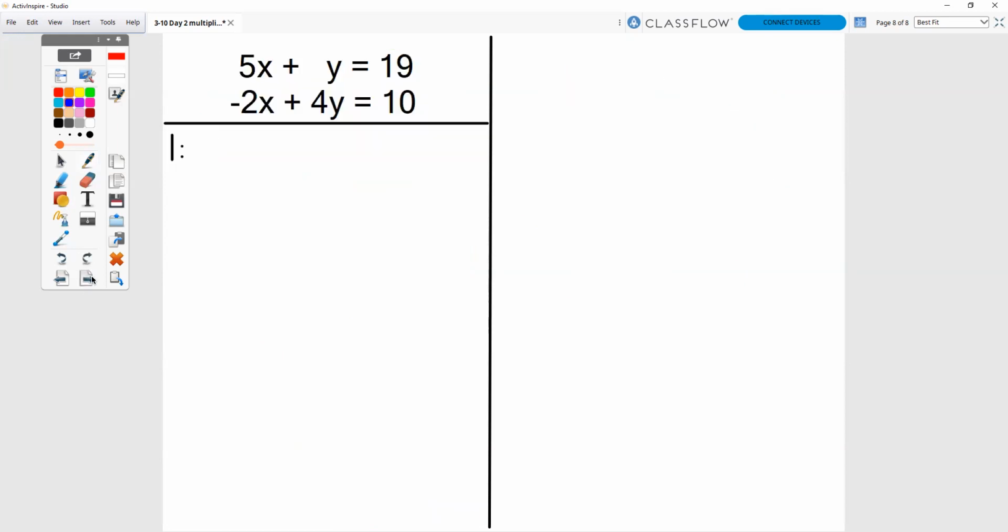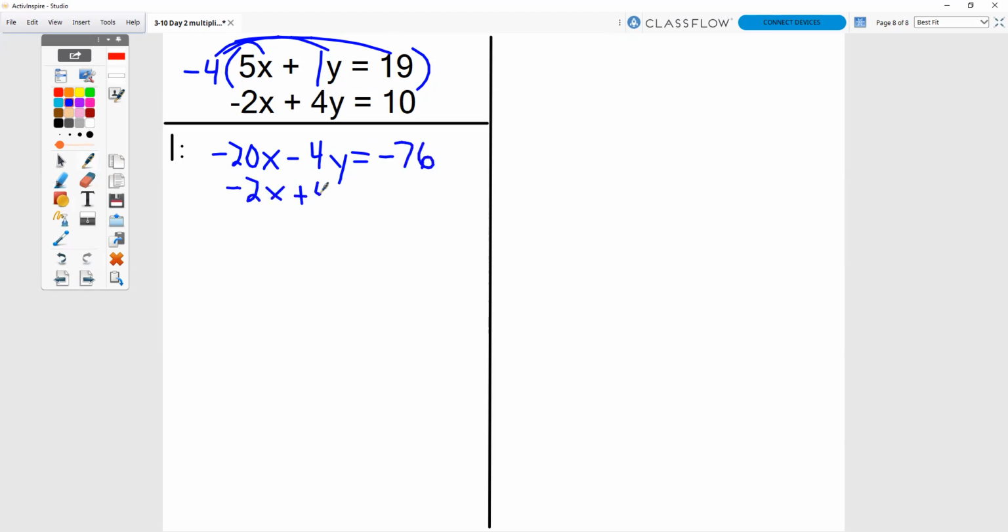Let's do one more. Again, there's a 1 in front of that y. I want to create opposites with those. So the opposite of 4 is negative 4. I'm going to take this top equation and multiply by negative 4. Distribute, distribute, distribute. So I have negative 20x minus 4y. Negative 4 times 19 is negative 76. I didn't touch that bottom equation, so I just want to rewrite it.